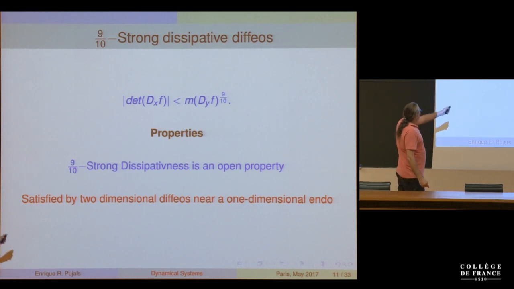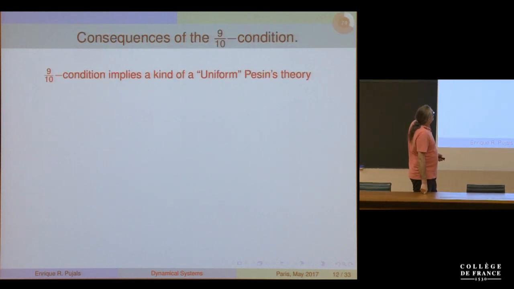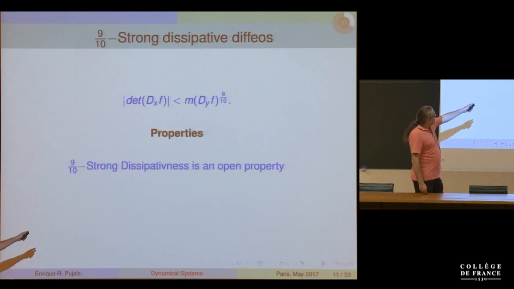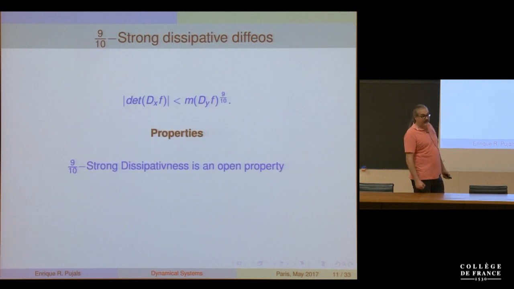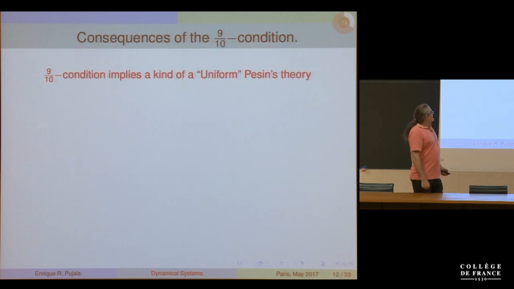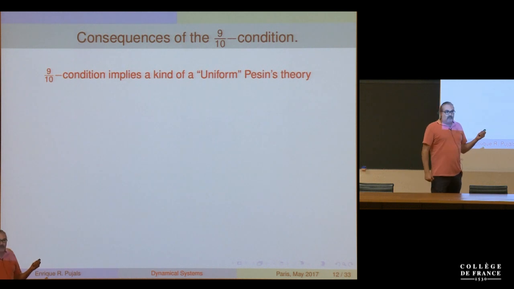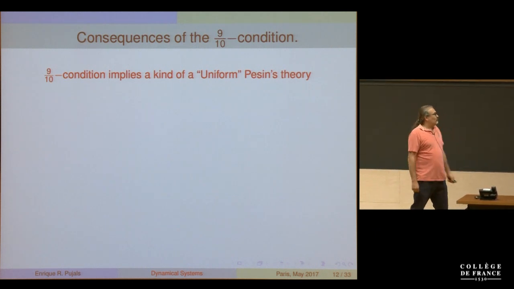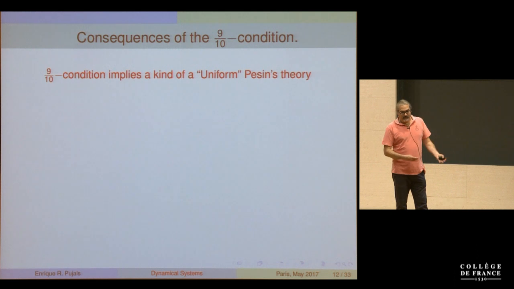And the reason why these two results follow is basically because the 9/10 condition implies a kind of uniform Pesin theory. Yeah, because it's an open property. 9/10 strong dissipativeness is an open property. It's not only that they satisfy this condition, but the fact that the stable manifolds are going to separate. And the reason that we are dealing with this is because we want some kind of uniform Pesin theory. What is the meaning? Pesin theory is for non-uniform dynamics, and you talk about uniform.